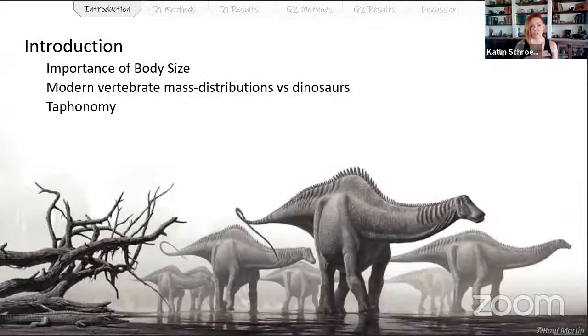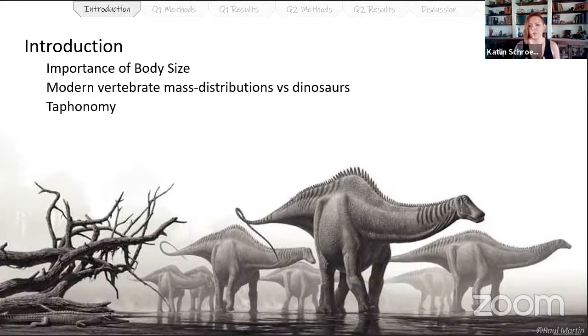So just as a quick roadmap, we'll start with a bit of an intro on some modern ecology, specifically why body size is such an important trait for animals. We'll discuss a little bit of what we know about global body size distributions of modern vertebrates so that you guys have a roadmap, an understanding of what we see and what we expected from modern ecology. And then we'll compare that with non-avian dinosaurs.